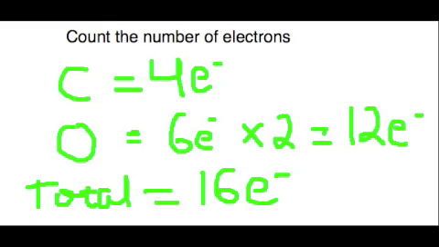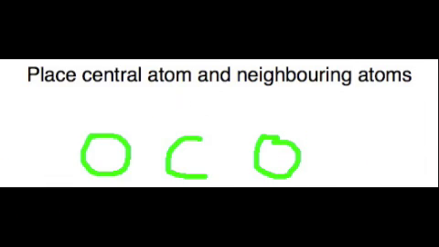Carbon has 4 electrons. There are 2 oxygens in carbon dioxide. Each oxygen has 6 electrons, making a total of 12 electrons for oxygen. So the total number of electrons is 16 electrons. We're going to place the central atom in the center and the neighboring atoms around it.